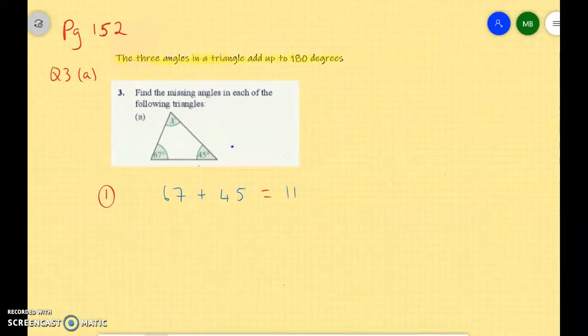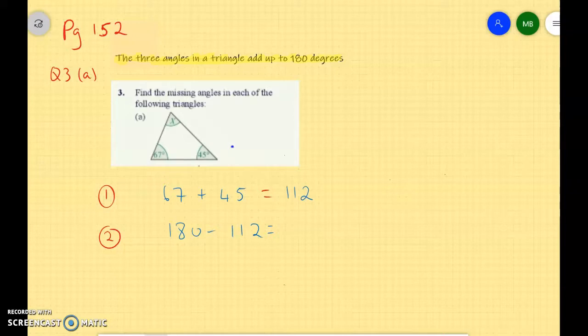So that's 112. So the two angles that we know add up to 112. So the next thing we need to do is find out how much is left to get up to 180. So the second step then is 180 minus 112. And that will give us 68 degrees. Okay, so our angle x is equal to 68 degrees.